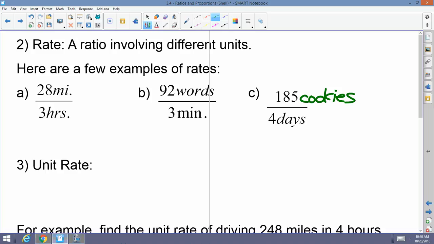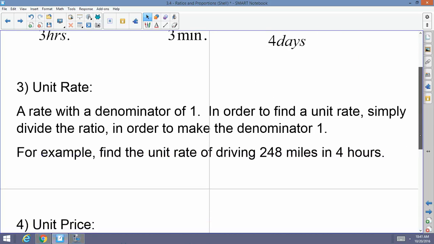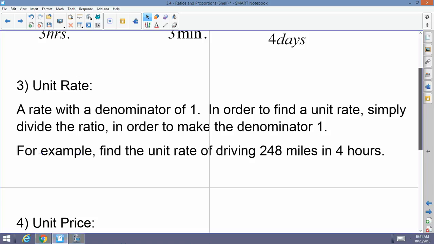Now, there's a specific kind of rate that involves money. And it's called unit price. And unit price is a rate with a denominator of 1, of course, okay? But in order to find a unit rate, simply divide the ratio in order to make the denominator 1. When you have a unit price, okay? For example, find the unit, well, no, I'm sorry. What am I doing? Why did I go to unit price when I'm talking about unit rate?